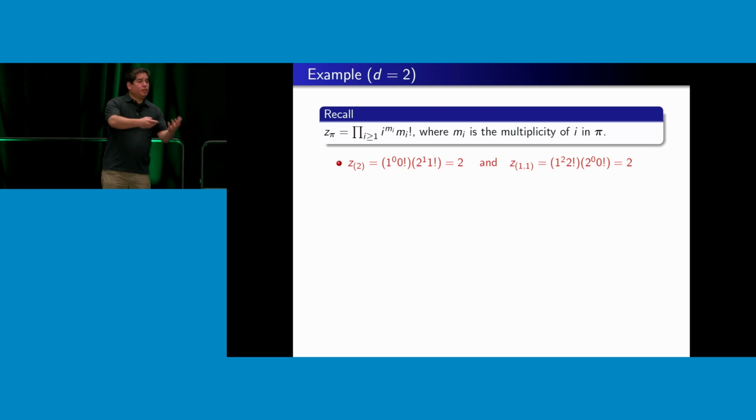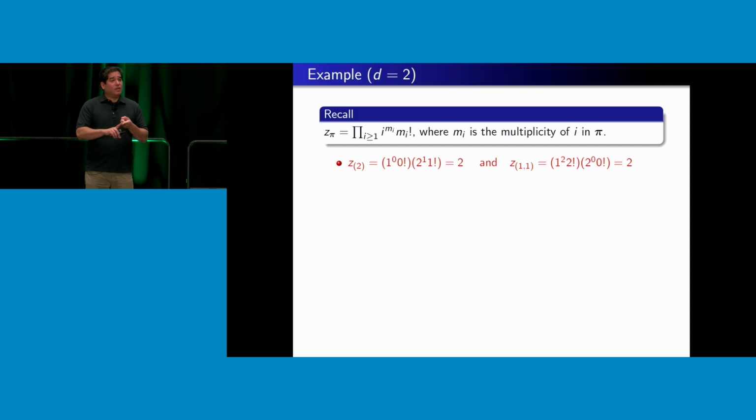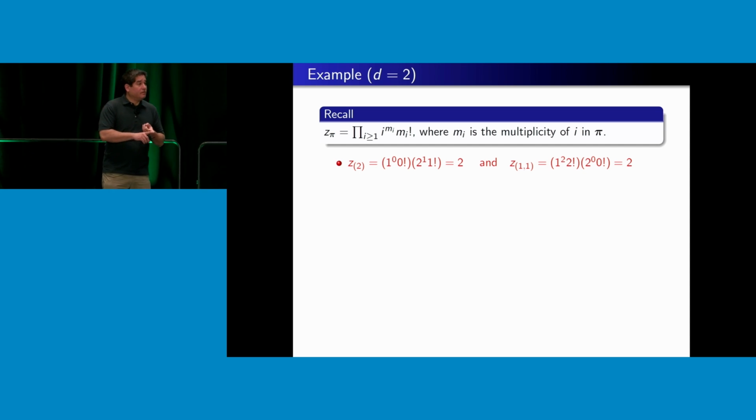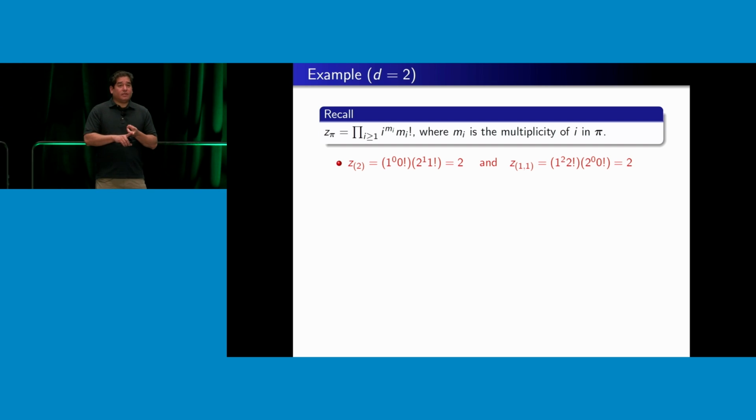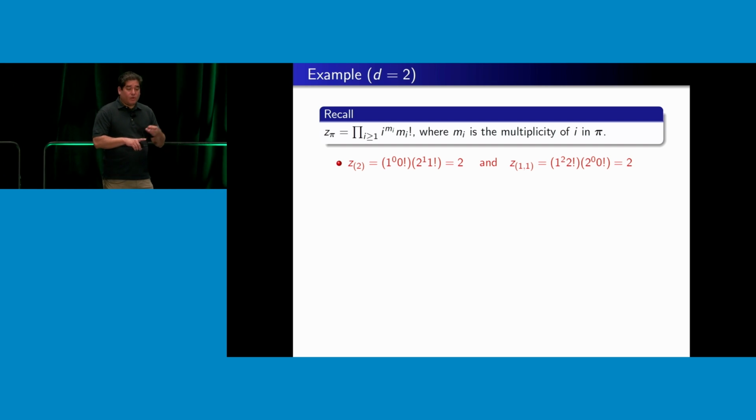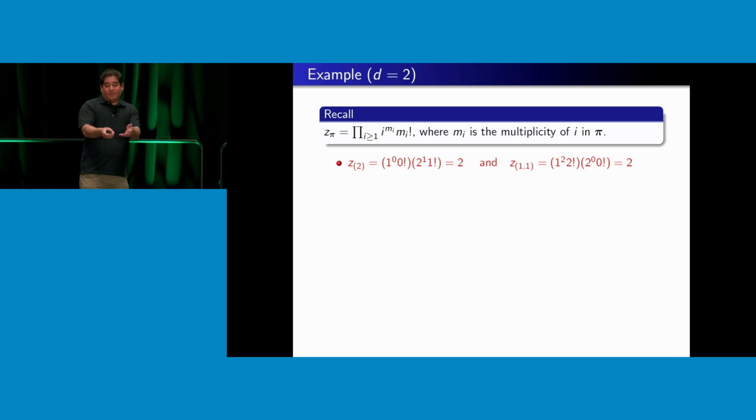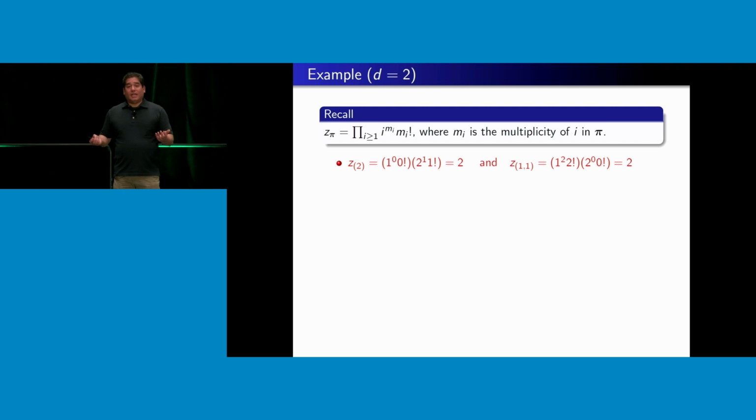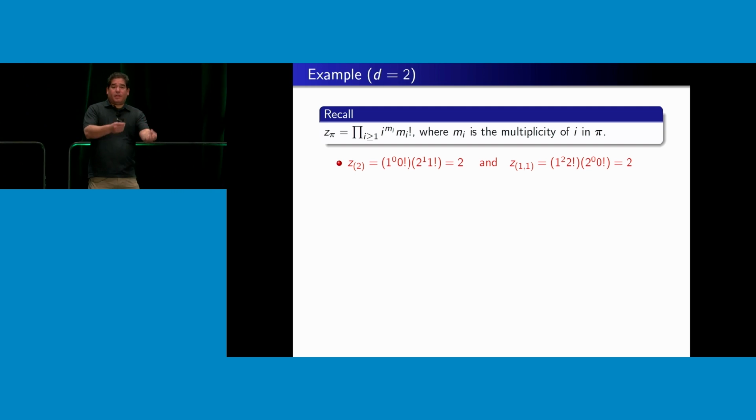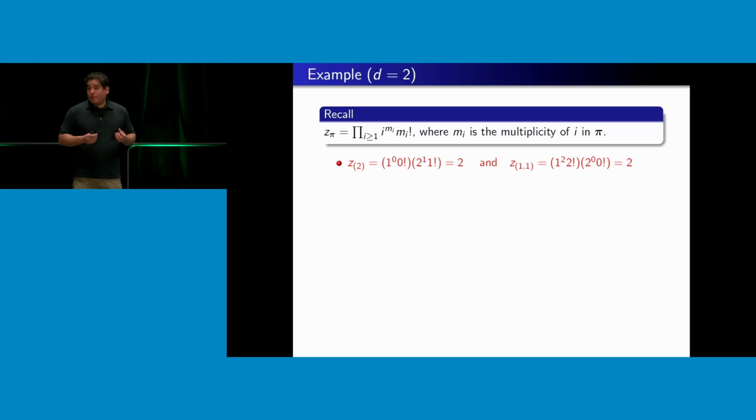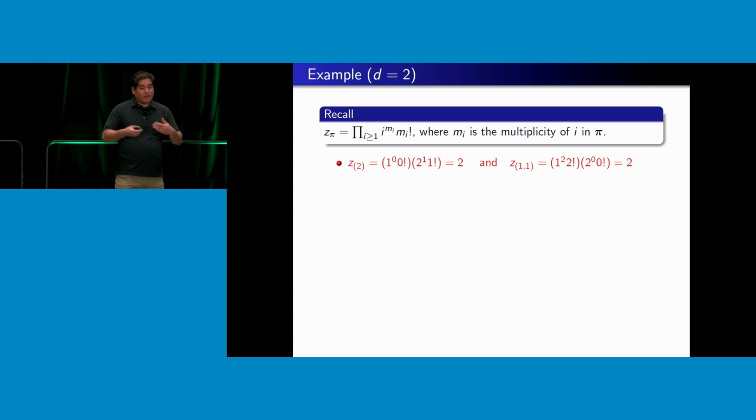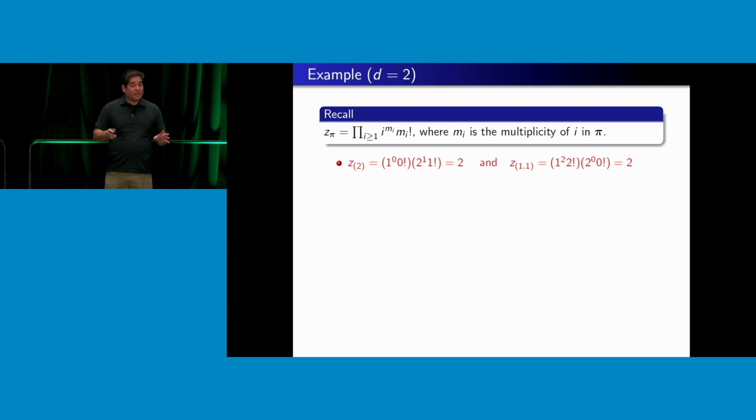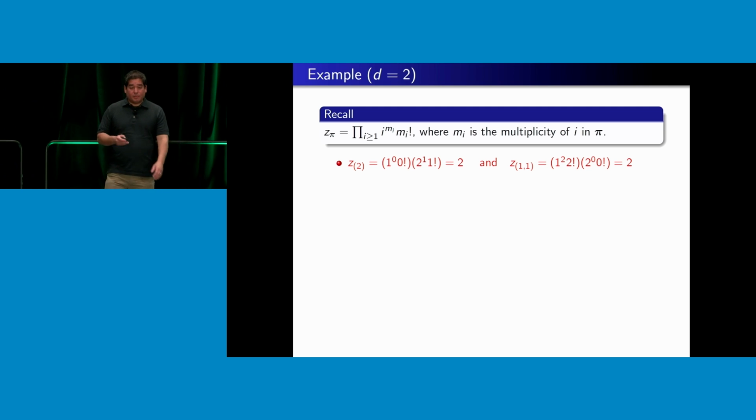I take a look at the partition 2. OK, how many times does 1 appear in that partition? Well, the answer is 0. How many times does 2 appear in that partition? Well, 1 time. So you can see where that z of the partition 2 simplifies down to 2. Right? If I look at the partition 1, 1, what happens? I ask myself, how many times does 1 appear in the partition 1, 1? Well, the answer is 2. How many times does 2 appear in that partition? The answer is 0. So you just need to count these things, and that'll give you these z constants. Believe me, they get more exciting when d is a little bit larger, but we don't want excitement here.